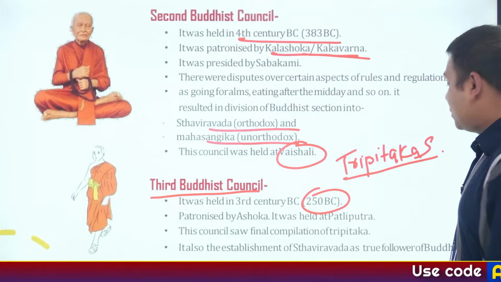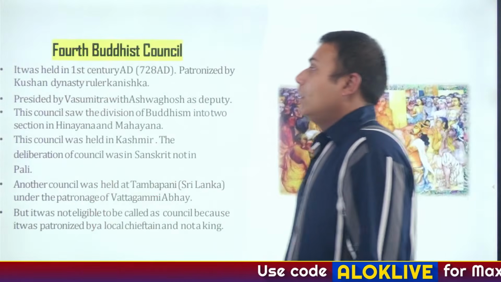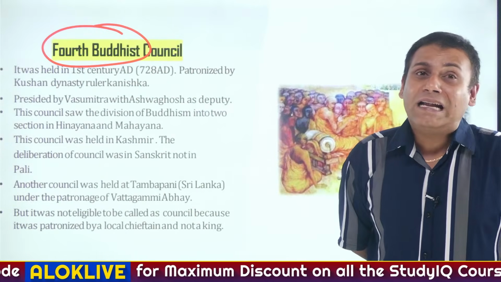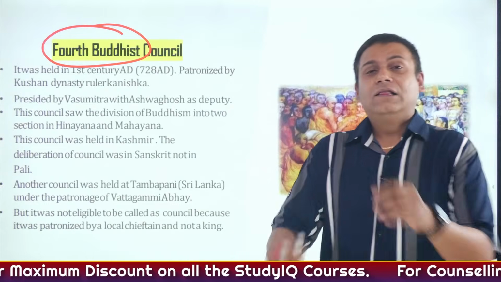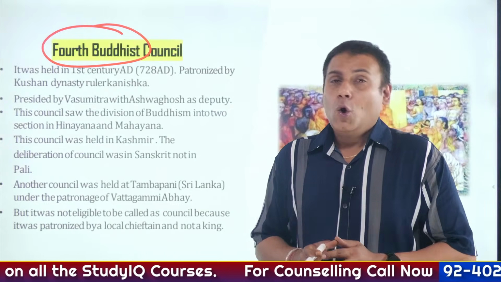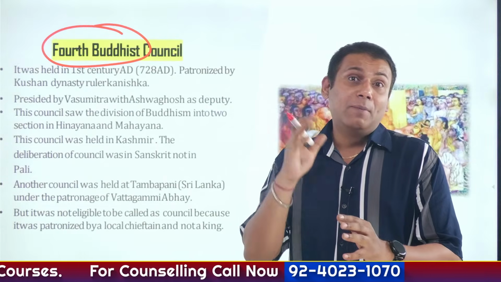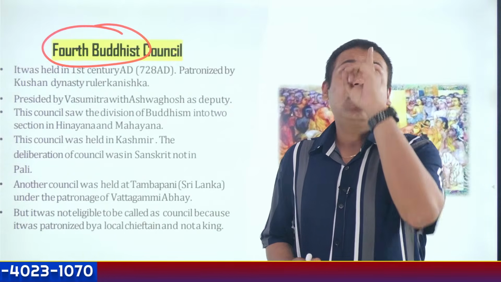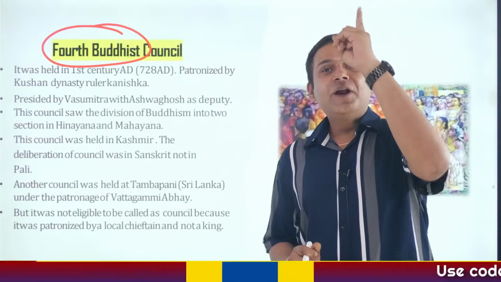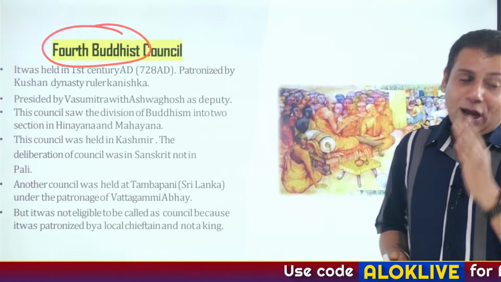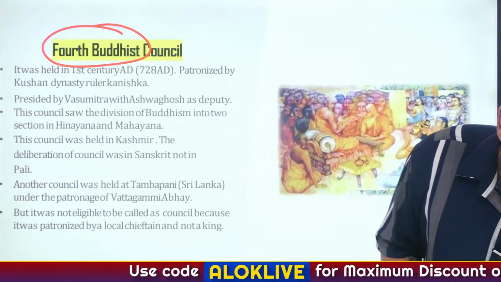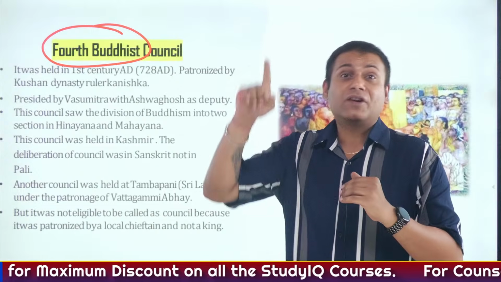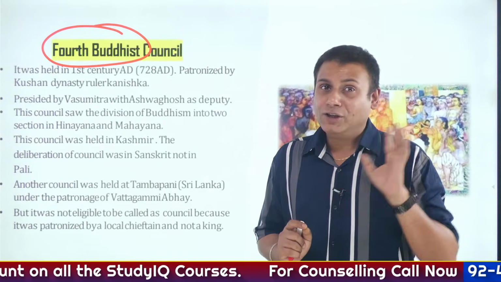Okay, now comes the fourth Buddhist council. It was patronized by Kushan dynasty ruler Kanishka, and this council was held in Kashmir. One of the most important aspects that you need to remember about the fourth Buddhist council is that this is the only council to be held in Sanskrit language, and the previous three councils were held in Pali language. Is that clear? So I'll repeat the point again. This is the only council to be held in Sanskrit language. The previous three councils were held in Pali language.